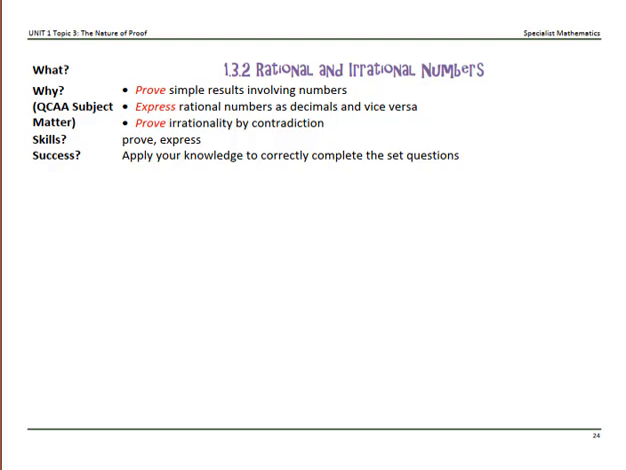This video looks at rational and irrational numbers. Our QCAA subject matter is to prove simple results involving numbers, express rational numbers as decimals, and vice versa, and prove irrationality by contradiction. Our skills are prove and express, and for success, you'll be able to apply your knowledge to correctly complete the set questions.